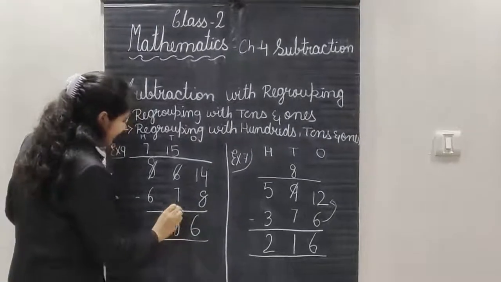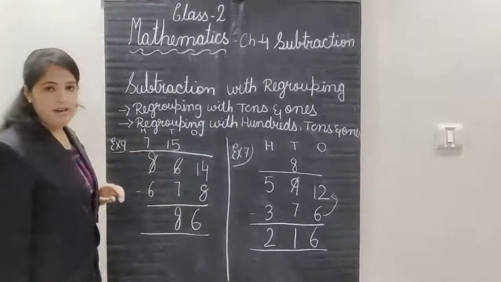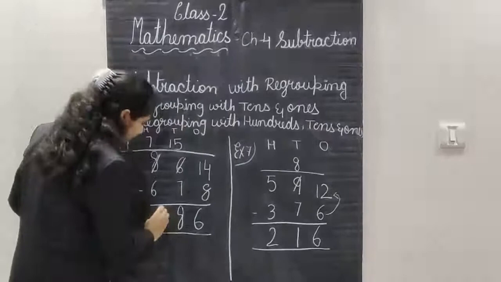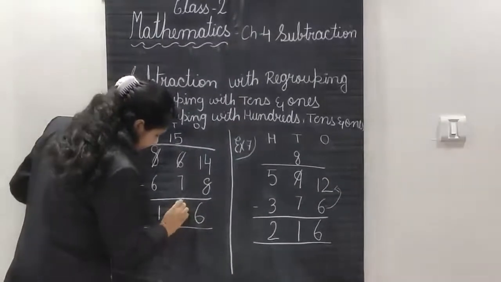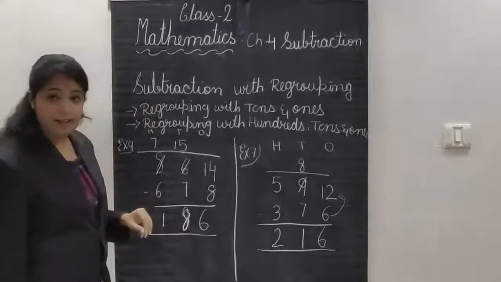So the answer is 8 here. Now after 6 till 7. After 6, 1 on my finger, which is 186. So the answer is 186.